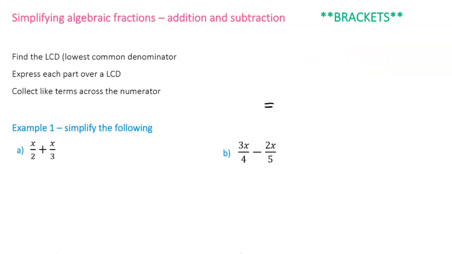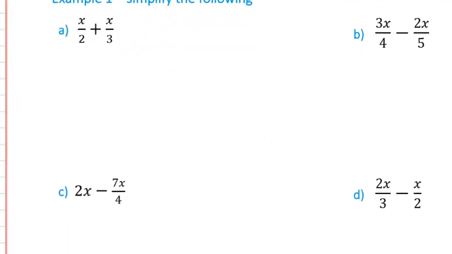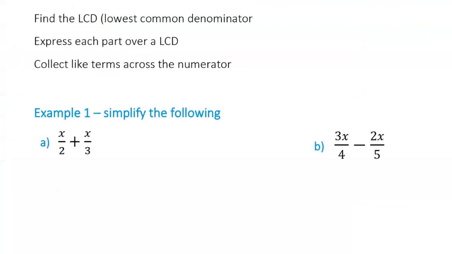What we're going to be doing in algebra is very, very similar to that. Just thinking, am I multiplying and dividing, or am I adding and subtracting? And with these examples here, we're adding and subtracting. So like we discussed, we need to find the lowest common denominator. We need to express each part over that lowest common denominator, and then we're going to collect like terms across the numerator. At the top of your page, but also we're going to write it here, we're going to need brackets. They're going to be critical for some questions later on, similar to some other times in algebra where we've desperately needed brackets to make sure we're doing things correctly.